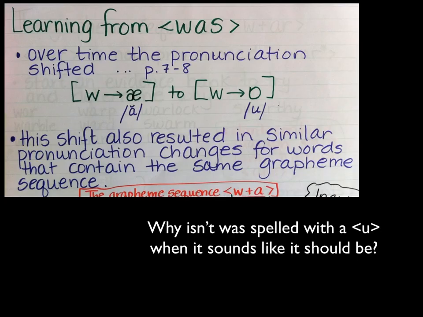Learning from "was." Over time, the pronunciation shifted. It used to be pronounced with a much shorter A sound, and this is the IPA spelling that I've tried to represent here, but it used to be pronounced much more like "waz," like "ah." But over time, it evolved to be pronounced with more of an "uh" sound, "was." The shift resulted in similar pronunciation changes for words that contain the same grapheme sequence.